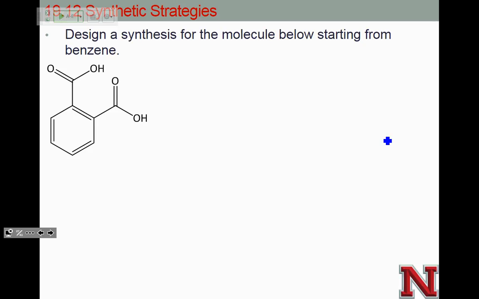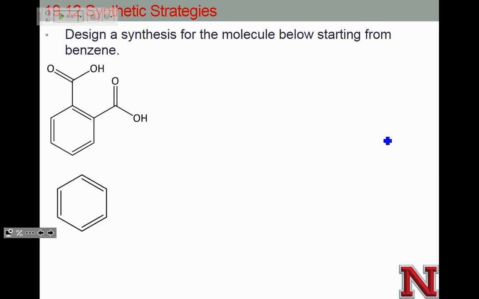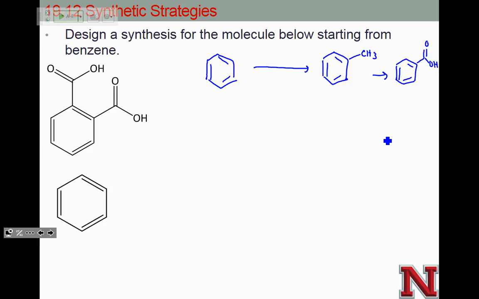So here we have two carboxylic acids. Now the only way we've talked about forming a carboxylic acid was to put an alkyl group, and as long as we have one hydrogen, then we can do our oxidation. So we can do this first step.